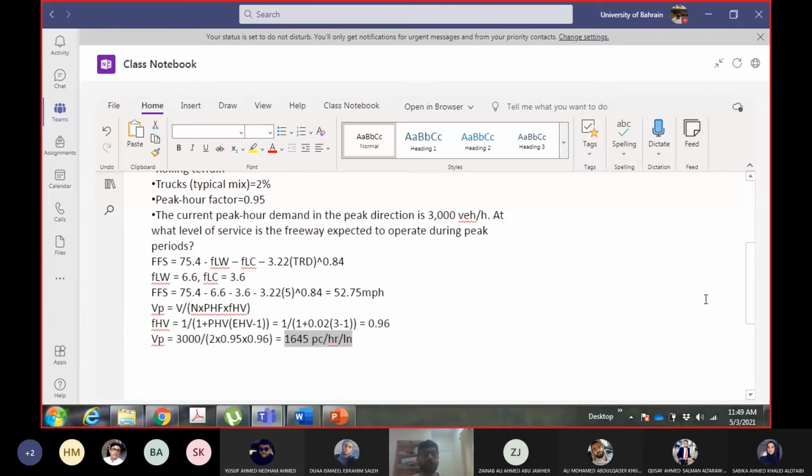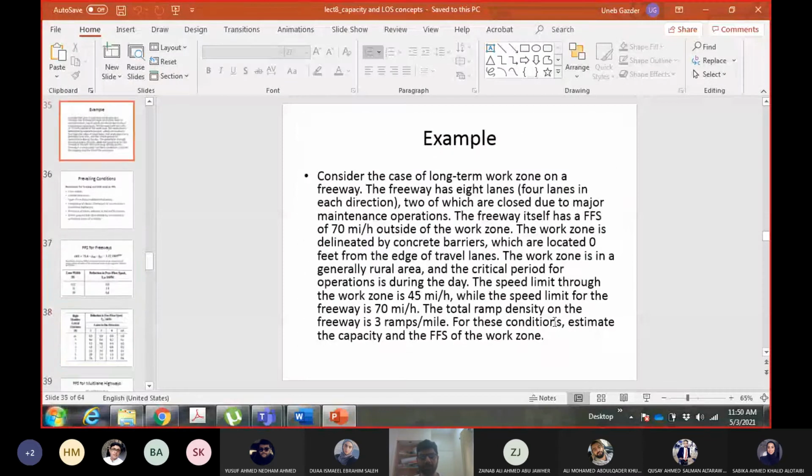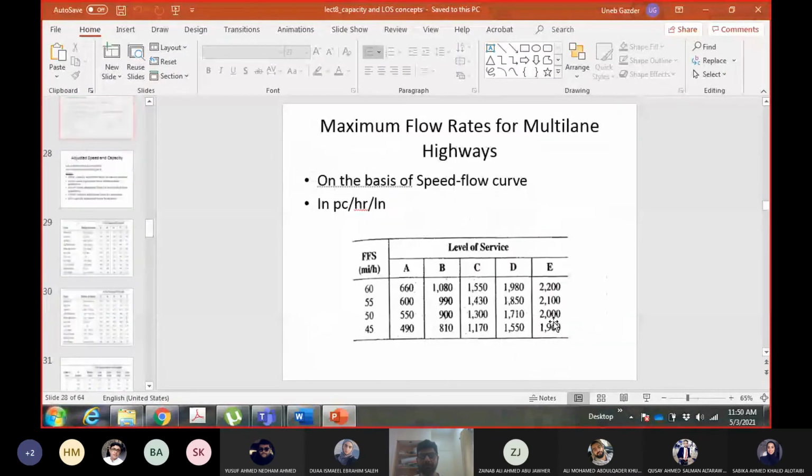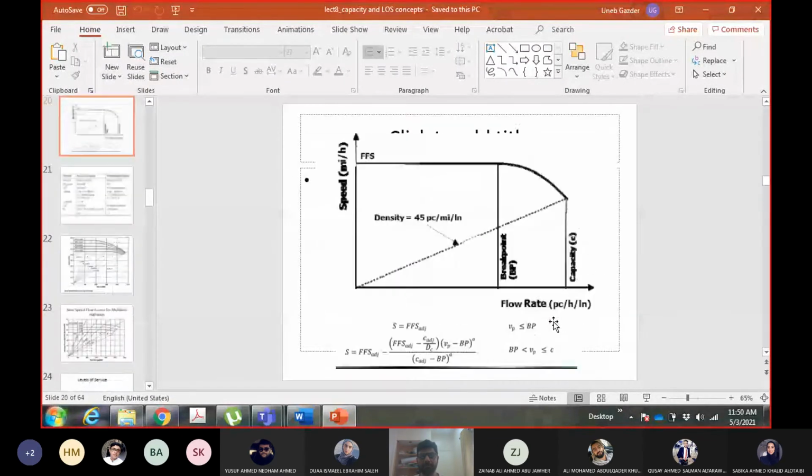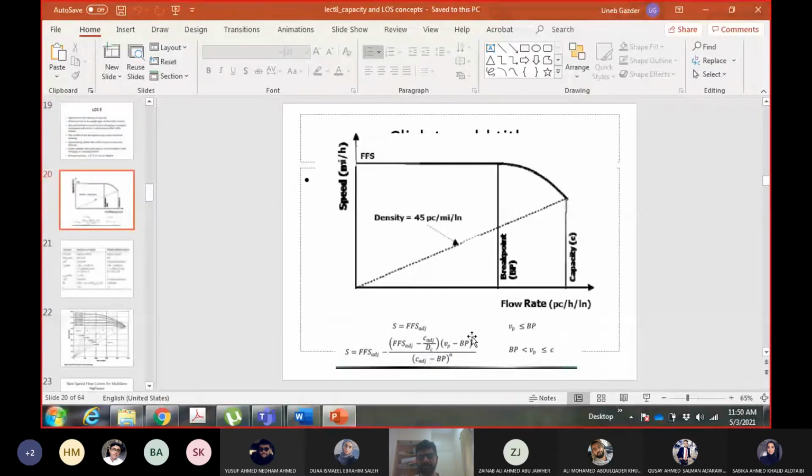Before you do that, you need to perform a check. What is the check? Let me show it to you here. If flow rate is less than or equal to BP, the breakpoint, then speed is equal to free flow speed. If flow rate is more than the breakpoint, then the speed will be equal to this equation.